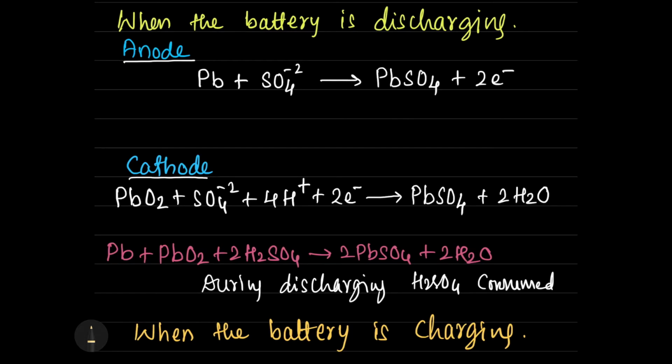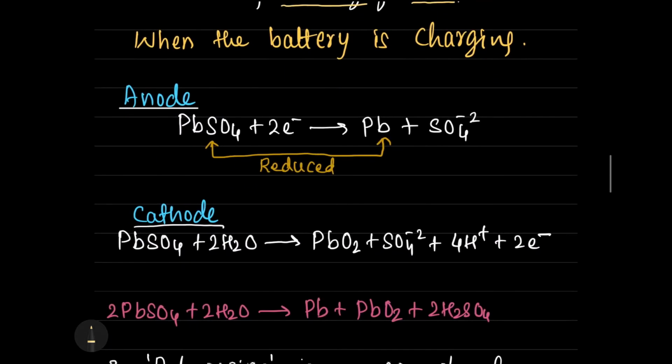As you see, the net reaction is Pb plus PbO2 plus 2H2SO4 gives rise to 2PbSO4 plus 2H2O. In this reaction, the catch point is that during the discharge reaction, you are consuming the sulfuric acid. What about the charging case?